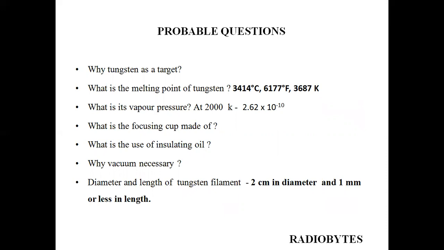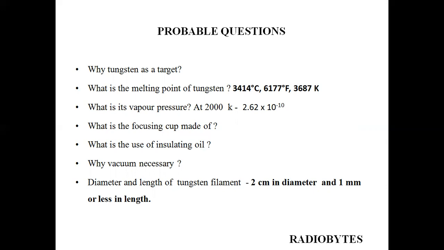Usually when an element has a high atomic number, it will have electrons in the outer shell which can be expelled easily. And this tungsten, which has an atomic number of 74, is preferred because it can expel electrons to a larger extent and help in the production of high energy electrons which are necessary for generating a useful X-ray beam.